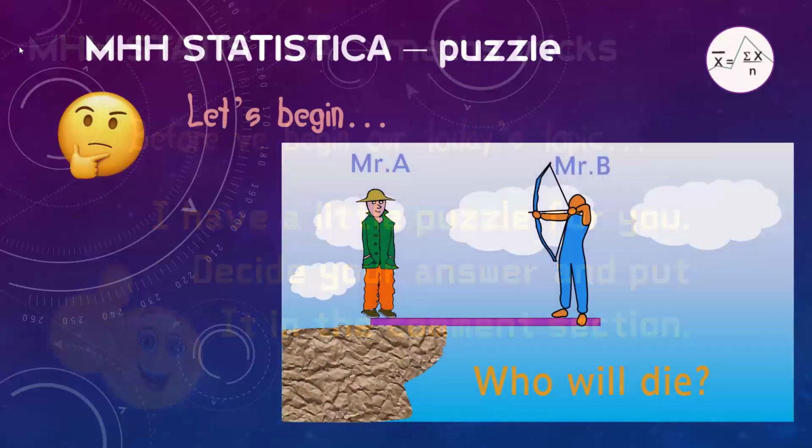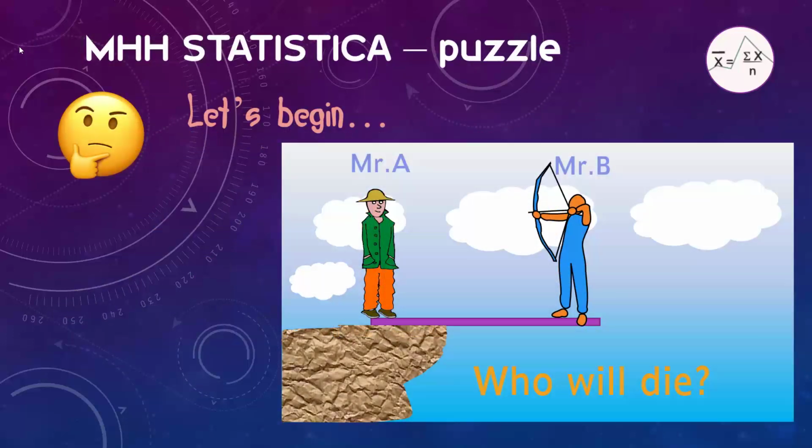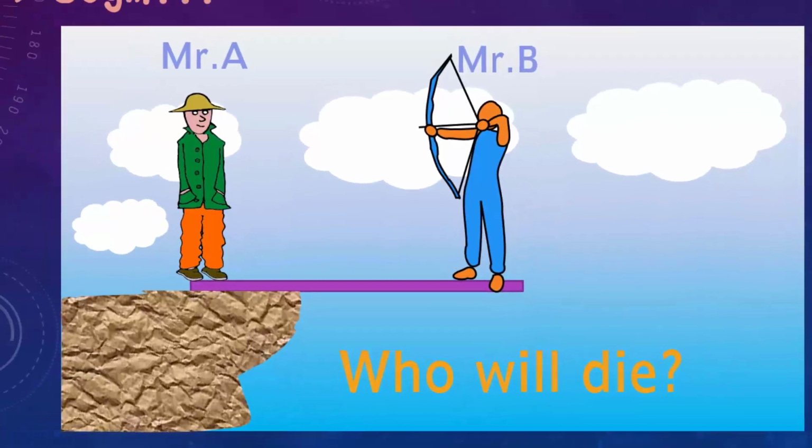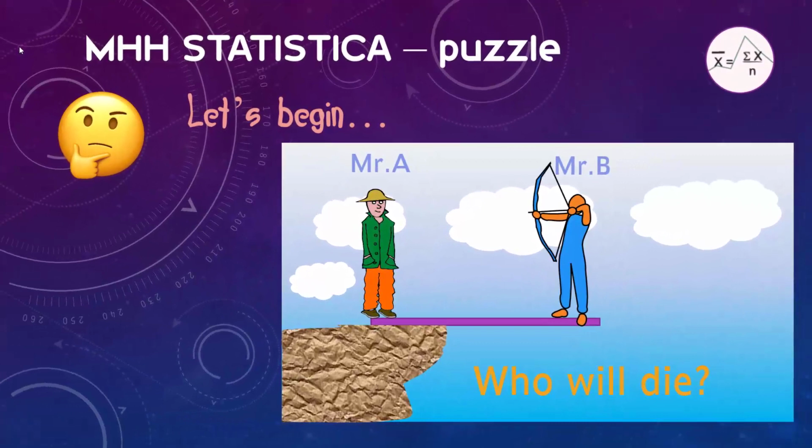Let's begin the puzzle. As you can see, the picture here shows Mr. A and Mr. B standing on a platform on the edge of a tee. Mr. B is aiming at Mr. A with an arrow. Carefully examine the scenario and decide who will die first. Is it Mr. A that will die first or Mr. B that will die first?